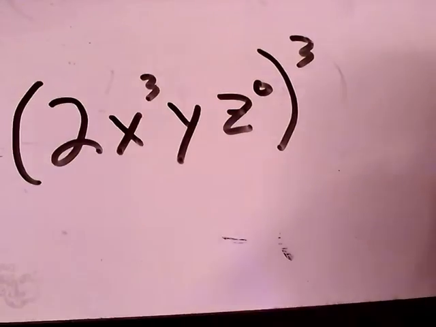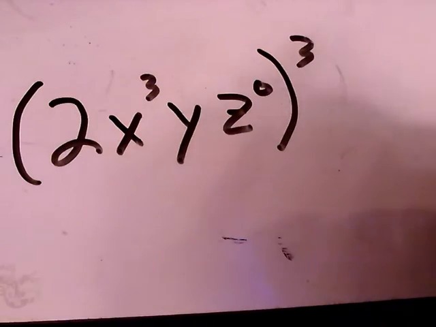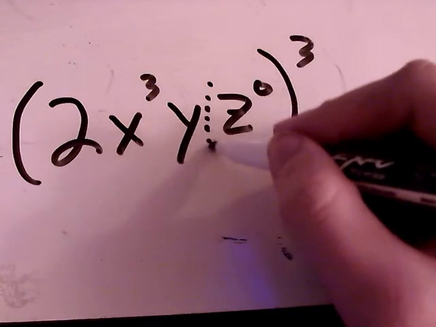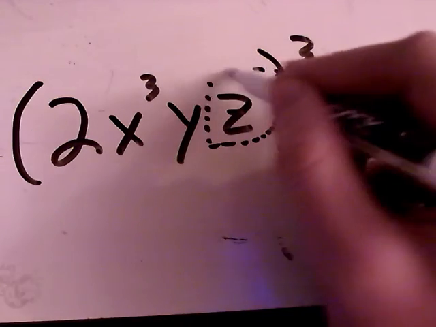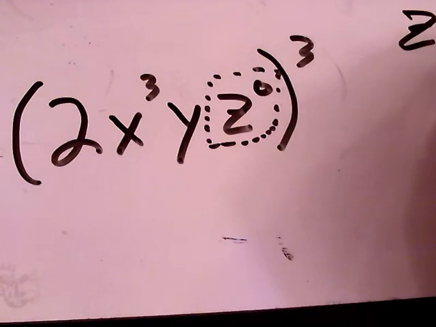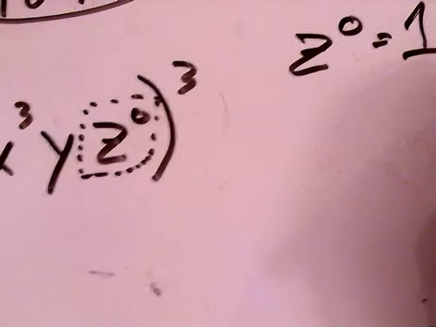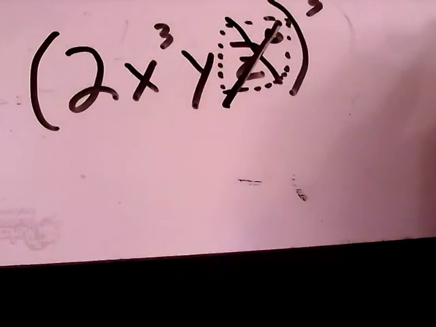Now this one is a power to a power. You gotta remember a few things. First off, right here we have z to the 0. You gotta remember that anything to the 0 power is 1. So in a problem like this, you can pretty much just cancel out.